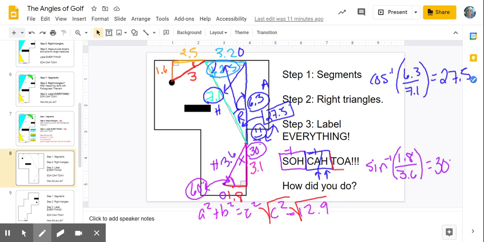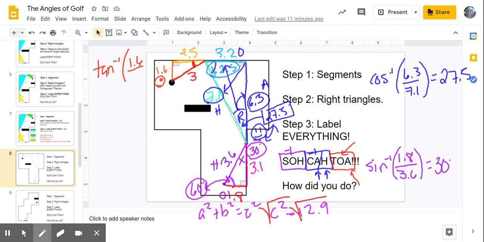And we haven't used TOA yet. So we're going to do tangent inverse because we're looking for an angle. And we want to do O divided by A. So if I'm looking for this angle, what's the O? What's opposite that red angle? 1.6. And what's the A?